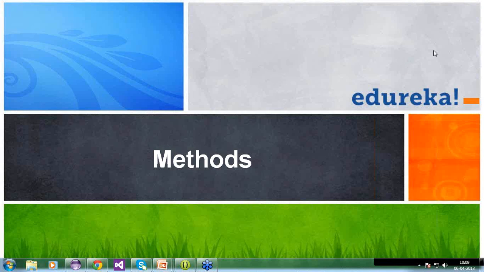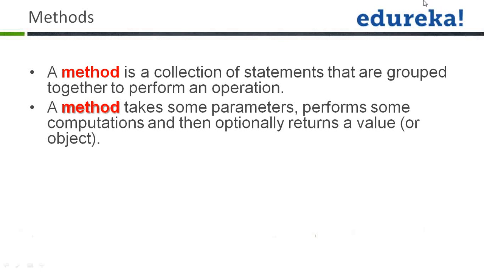Okay. So starting with methods, as we did in the last class also. A method is a collection of statements that are grouped together to perform an operation. A method takes some parameters, performs some computations, and then optionally returns a value. So you make methods so that your program gets modularized, and using that method, you can call that method and perform a certain operation.